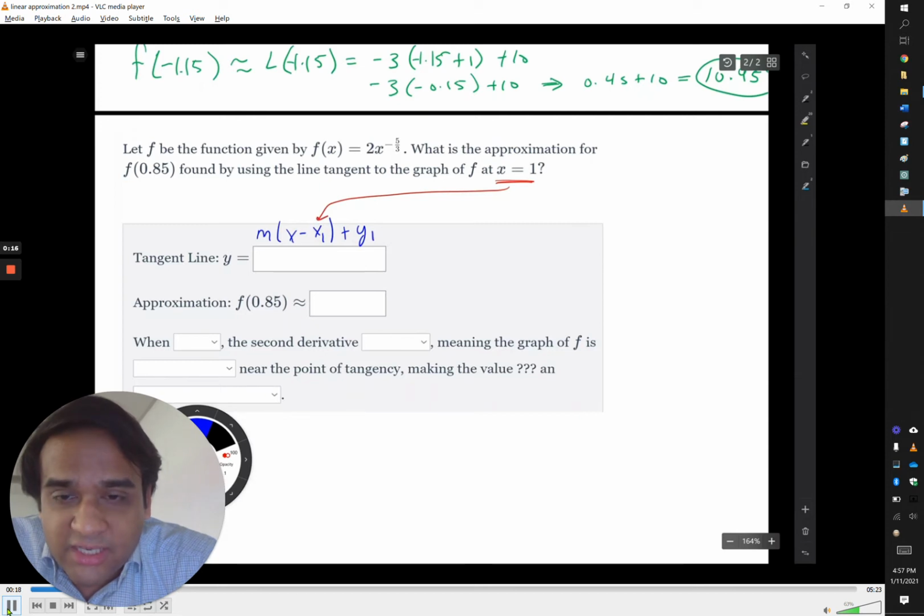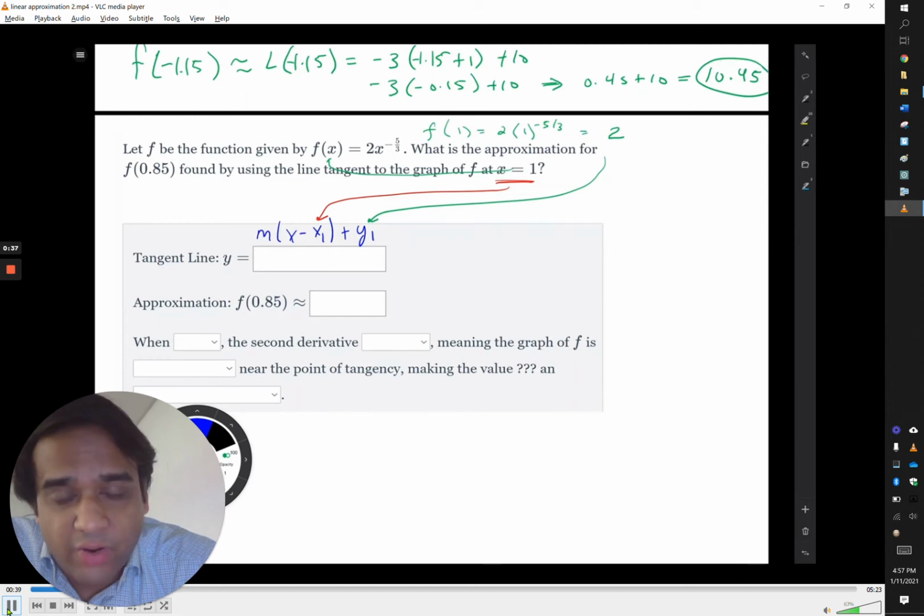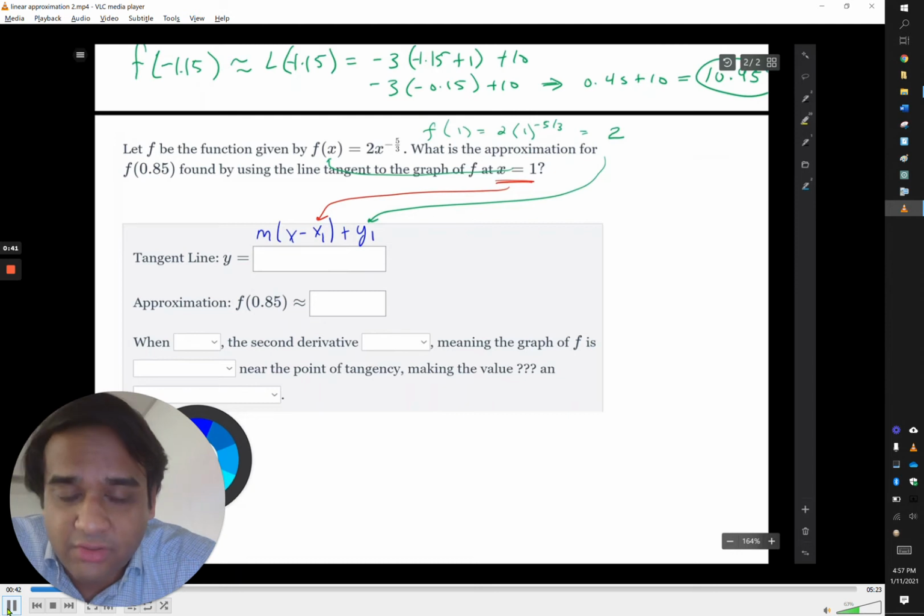A tangent line requires an x value, which we're given here of 1. It also requires a y value, which we can find by plugging in for x. So plug x into our given function, and right away we can get the y value. 1 raised to any power is 1, so negative 5/3 just becomes 1, and 2 times 1 is 2. So we get a y value of 2 without too much work there.